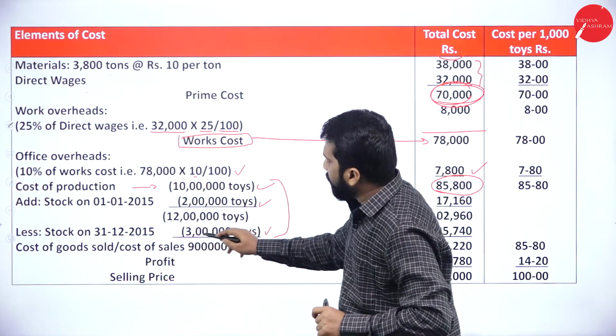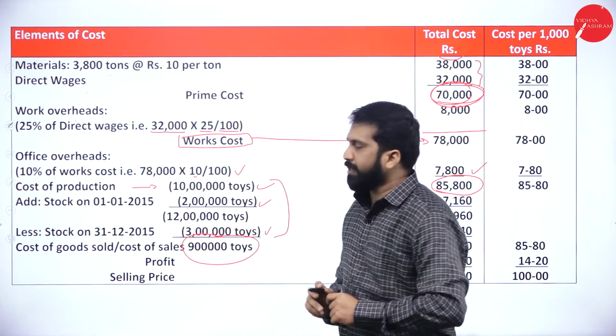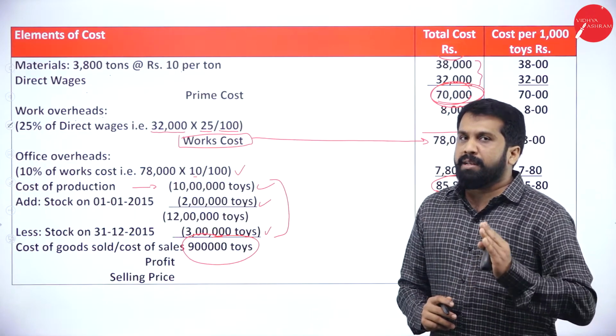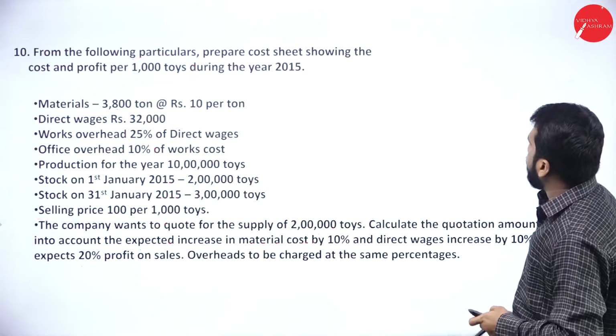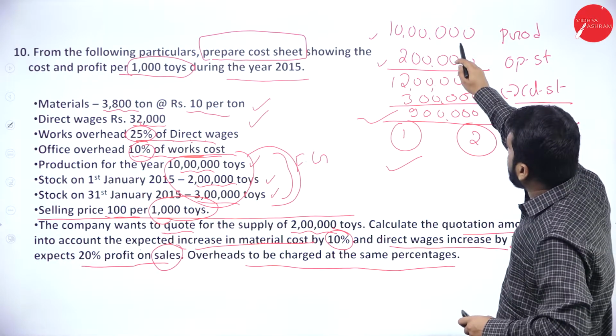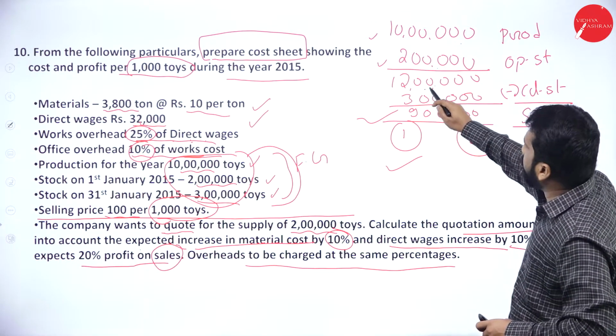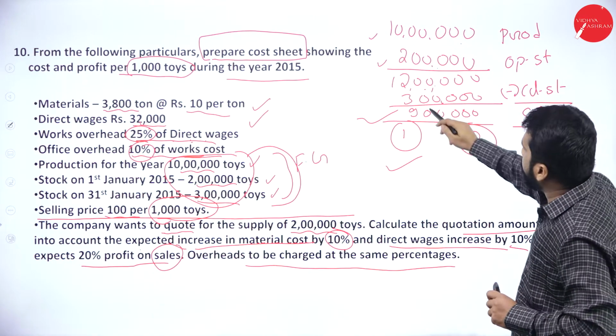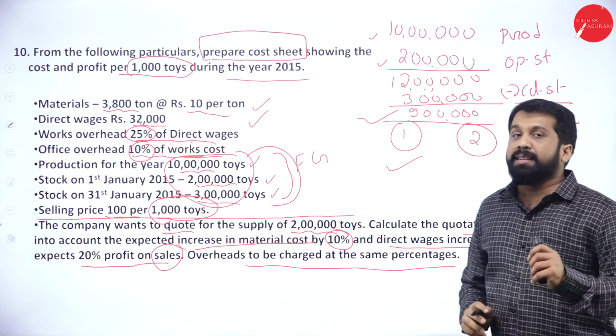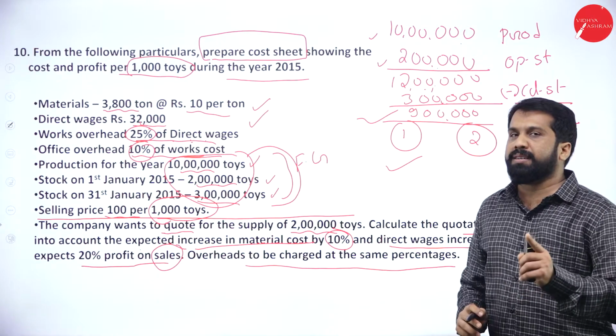So, what will be your sold toys? 9 lakh. Any doubt? Again, I explained you here. Your production plus opening, it will be 12 lakh, minus your closing, this will be 9 lakh. Hope you are clear.